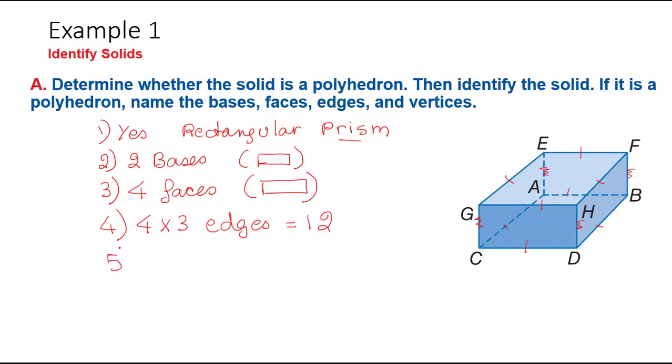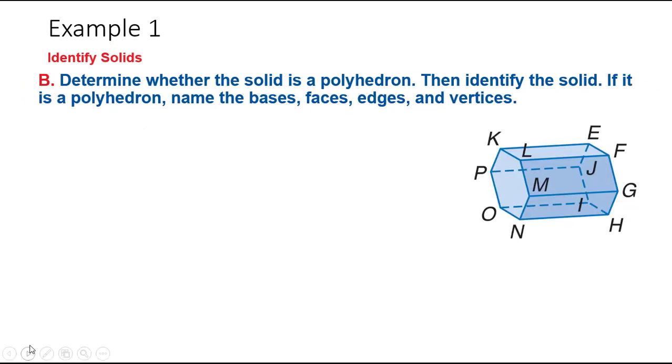Number 5, how many vertices? I have 4 on the top and 4 on the bottom. 4 by 2 vertices, which is equal to 8. Now, this one too is a polyhedron. How many bases? It has 2 bases. The shape of the base is a hexagon, so it's called a hexagonal prism. It has 2 bases. It has 6 faces.